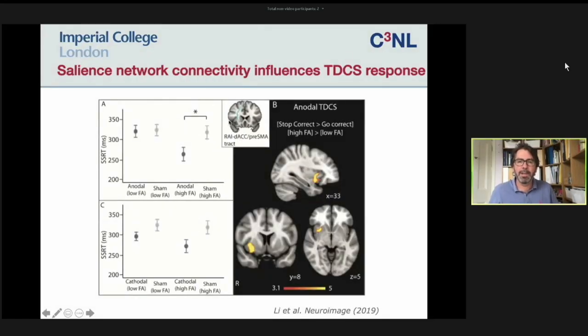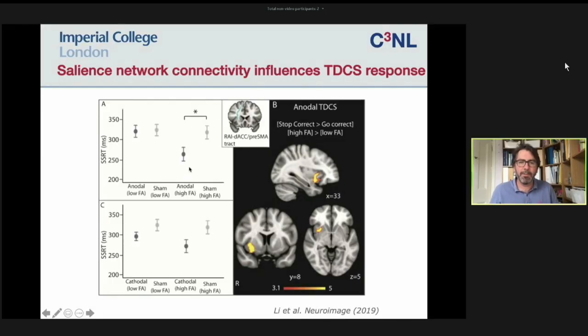Now we wanted to look at the structure of the network, and so as I mentioned, we were particularly interested in the connectivity of the salience network, and so we measured the structure of this particular tract using diffusion tensor imaging and measuring the fractional anisotropy of this tract. And what we can see is in the anodal situation, there was a big effect of the structure of this tract on the response to TDCS.